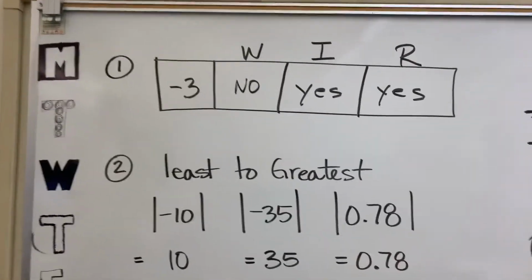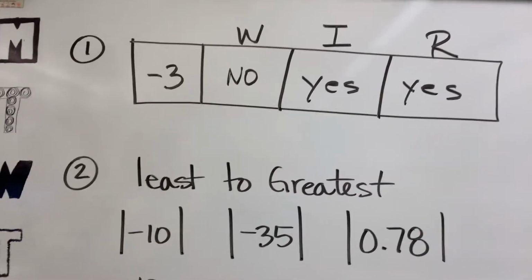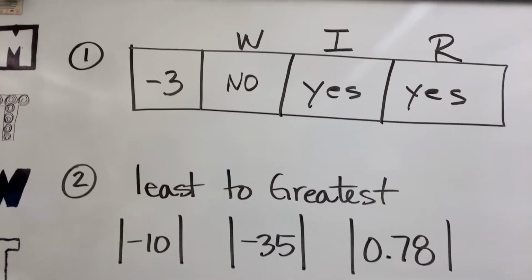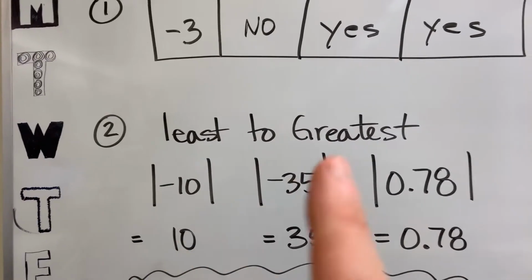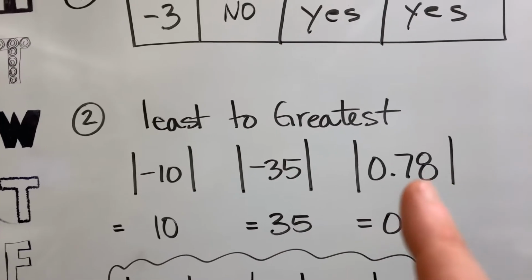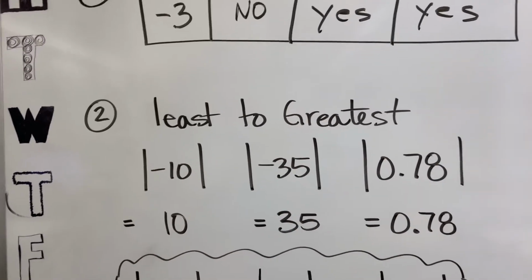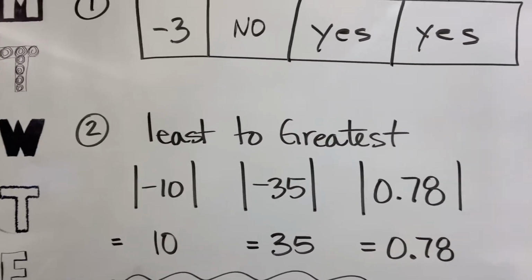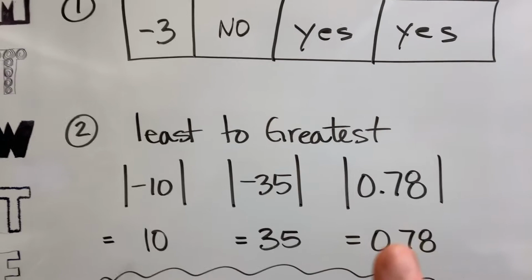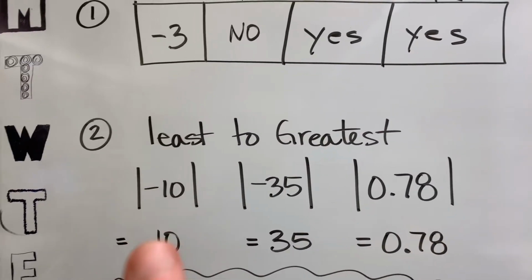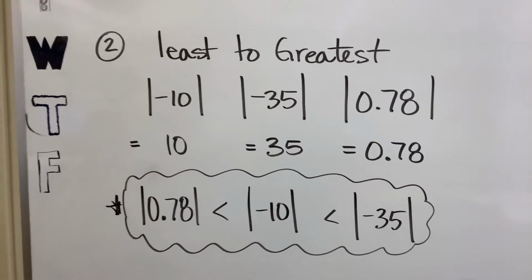Number 2. They asked for you to order these absolute values from least to greatest. Well, in order to do that, you had to find out how far away each of those numbers was from 0. So the absolute value of -10 is 10, the absolute value of -35 is 35, and the absolute value of 7/800ths is 7/800ths. That's how far away each of those numbers is from 0. So basically, they're asking you, who's the closest to 0? Where's my finger? This is closest to 0. Then 10, then 35. So I wrote those from least to greatest.